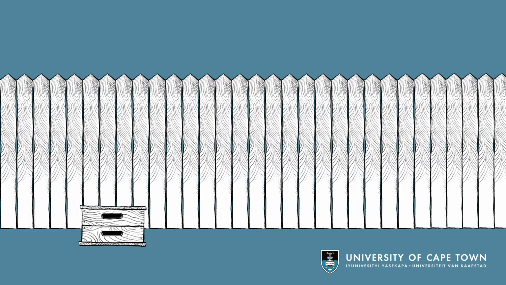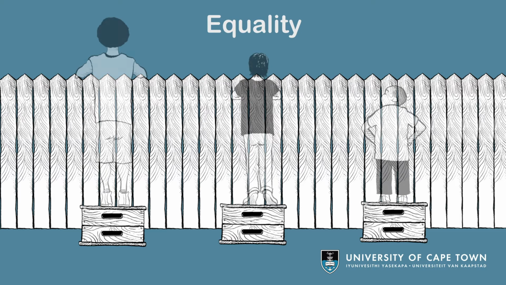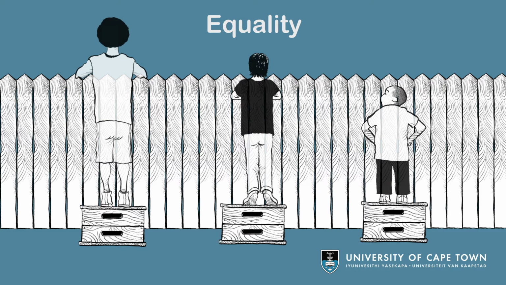The tallest person could see the game even without the box. For the middle individual, the box is enough to see the game. But for the shortest individual, 1 box is not enough. Even though they all have been given the same chance, the outcome depends on the individual within their context.